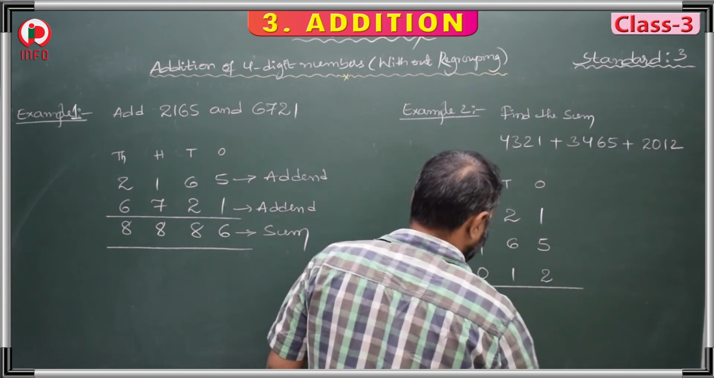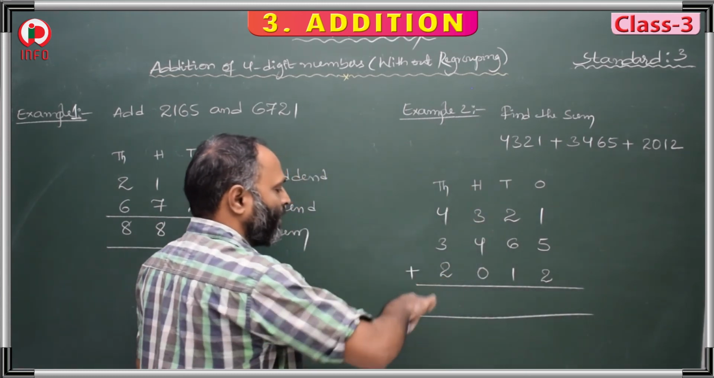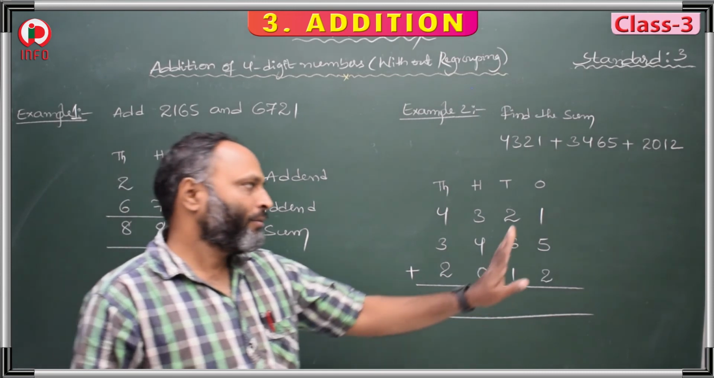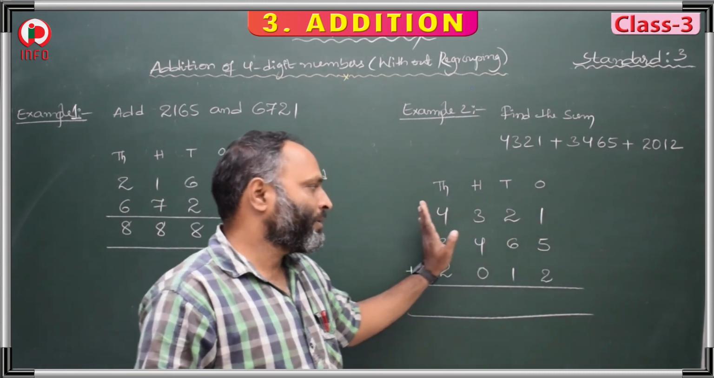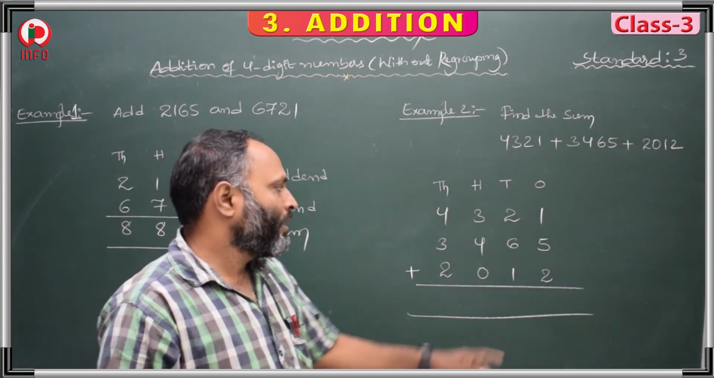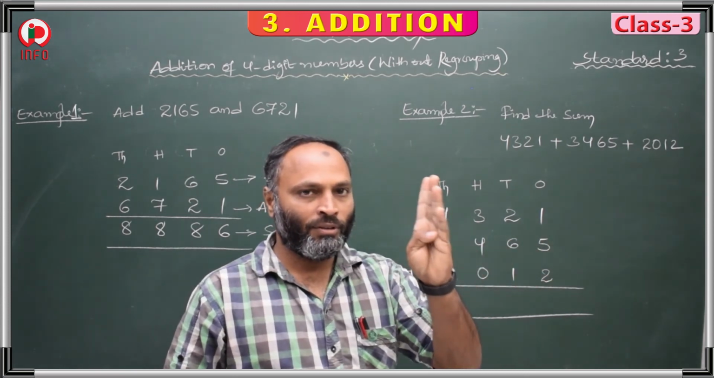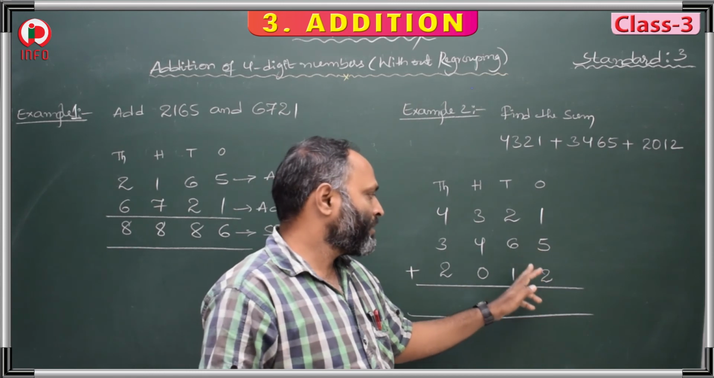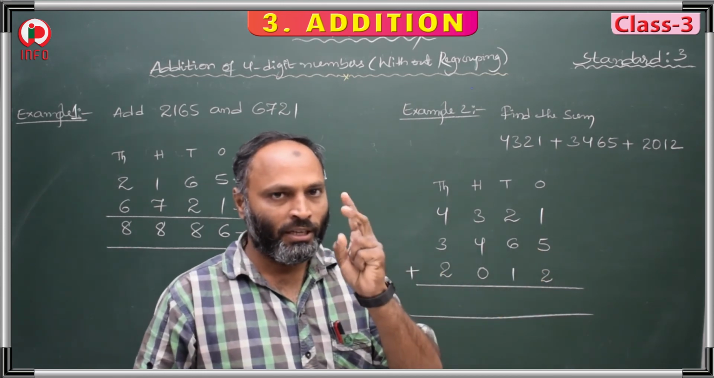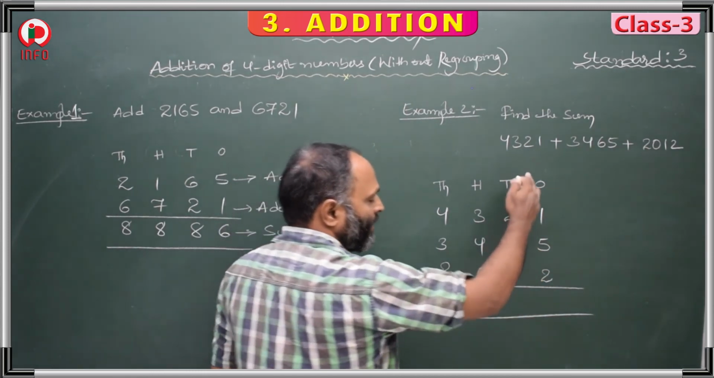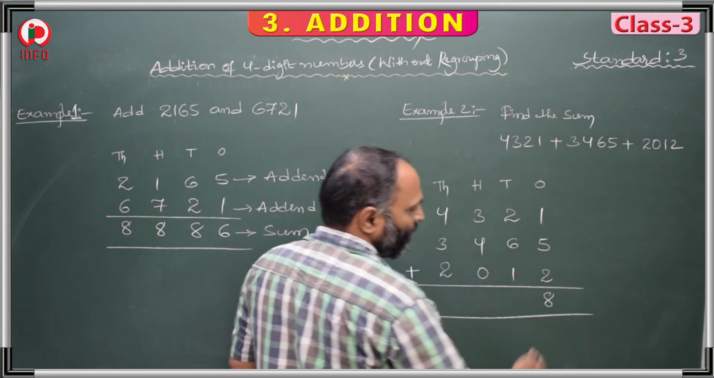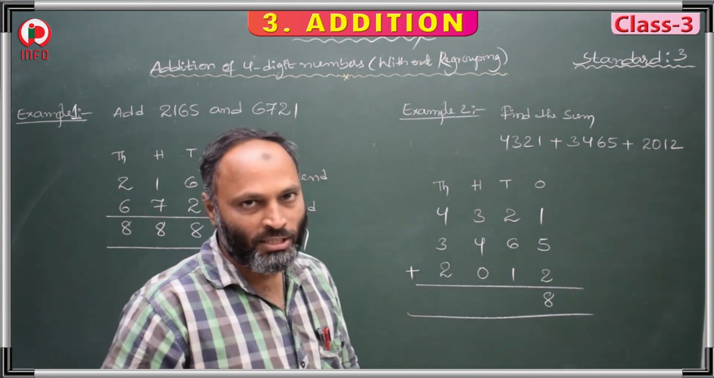In this way we have to add. Now we have to add. How to add? From right to left. 1 plus 5, 6. 6 plus 2, 7, 8. 8 is our single digit that we have to write exactly in the ones place.